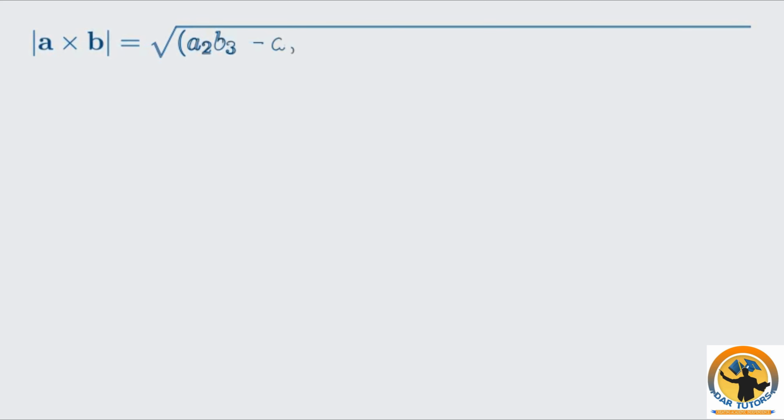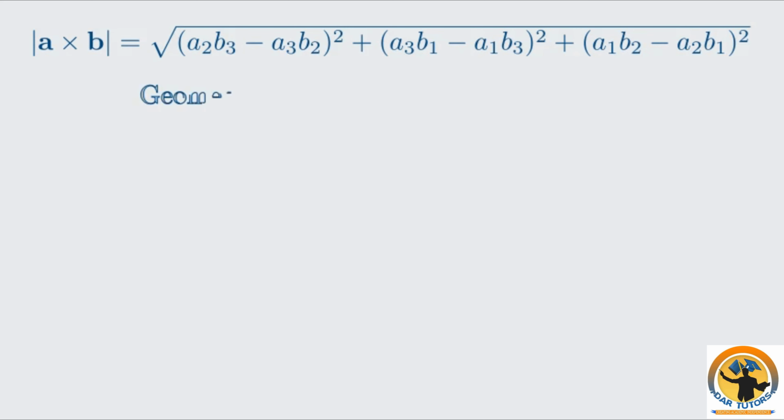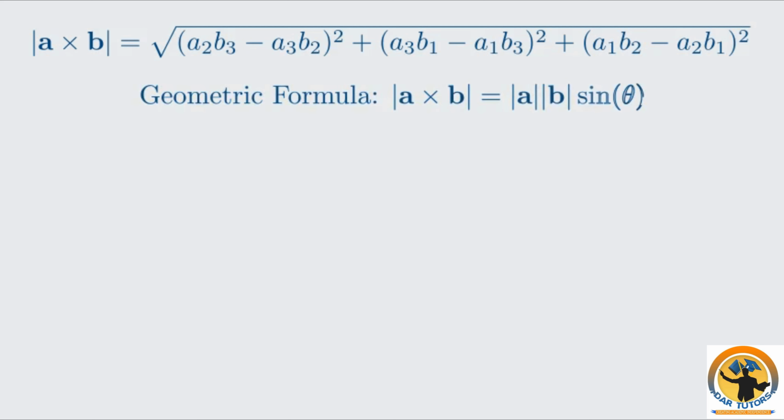Now let's discuss the magnitude, or length, of the cross product. The formula for the magnitude is given by the square root of the sum of the squares of its components. This is the standard formula for the magnitude of any vector. However, there is a much more useful geometric formula. The magnitude of A cross B is equal to the magnitude of A times the magnitude of B times the sine of the angle theta between them. This formula is incredibly powerful. Let's look at the immediate consequences of this formula.